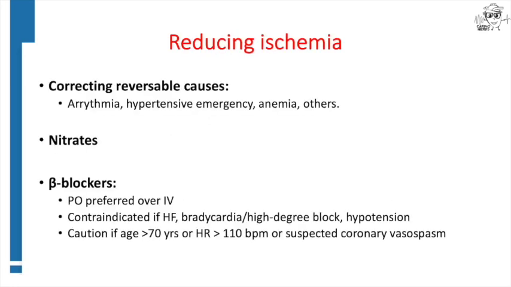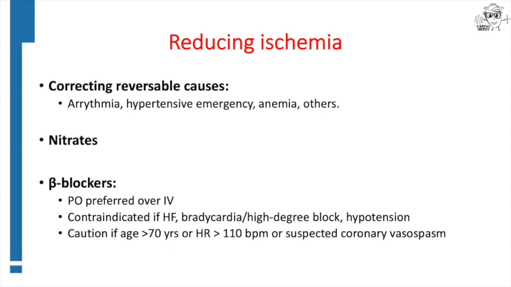Identifying and correcting reversible causes of ischemia is important. This includes addressing tachy or bradyarrhythmias, lowering blood pressure in hypertensive emergency cases, improving anemia, and others. Nitrates reduce cardiac work by reducing preload and increase myocardial blood supply by dilating coronary arteries. Unfortunately, nitrates cause reflex tachycardia and therefore are best used with beta blockers.